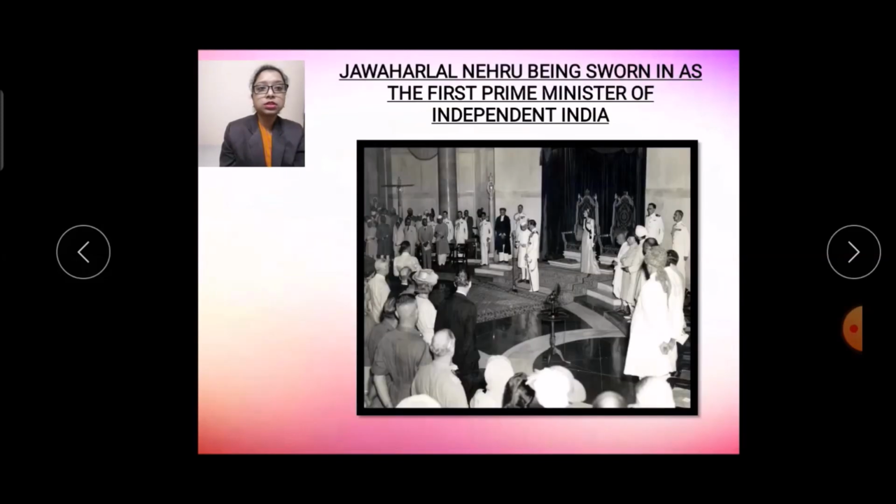So now let's see next, children. This picture is given in your book. Let's read out the information related to this picture. Jawaharlal Nehru being sworn in as the first Prime Minister of independent India. Swan over here, in Hindi, means shapat. Pandit Jawaharlal Nehru being sworn in as the first Prime Minister of independent India.